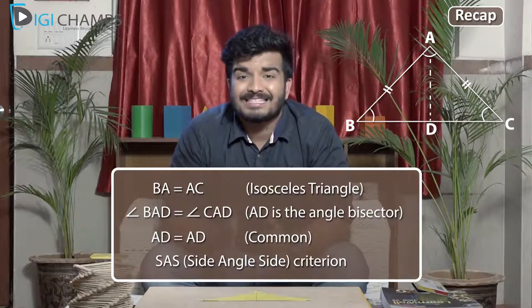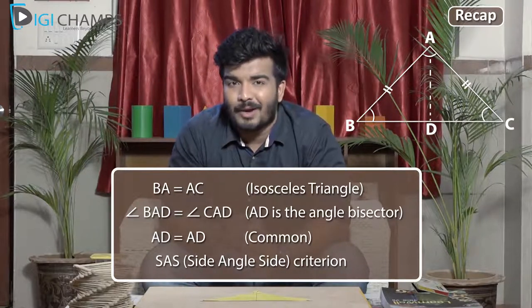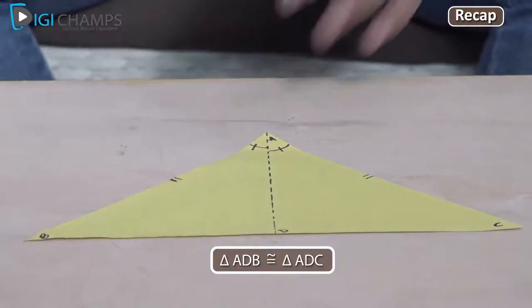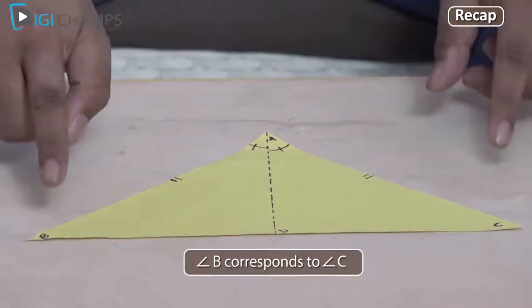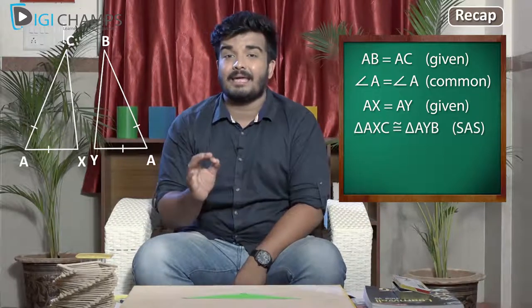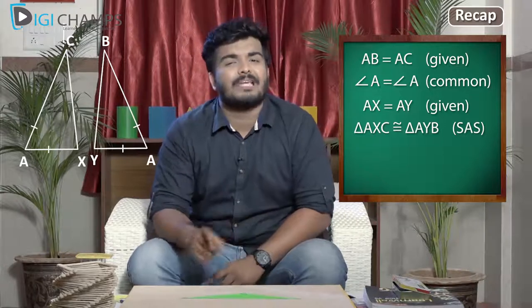We have got a SAS congruency criterion. So by that way, we have got triangle ADB is congruent to triangle ADC. We have got angle B is corresponding to angle C. We have actually got AB is equal to AC. Angle A is equal to angle A because that's a common angle. Look at this diagram for reference also. And we also have AX is equal to AY. So here we've got a SAS congruency criterion. We can actually prove that here XC is equal to YB, and hence the solution for you.